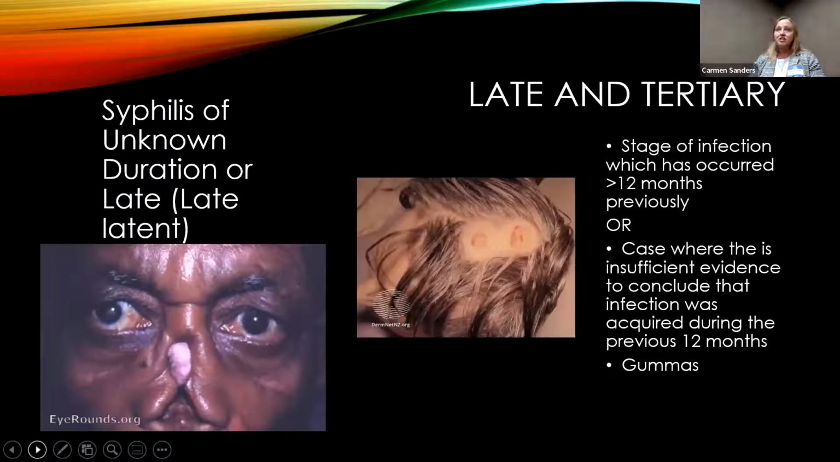Then we have latent tertiary syphilis. And this is syphilis of unknown duration or late syphilis. So this would be after that secondary syphilis has happened.